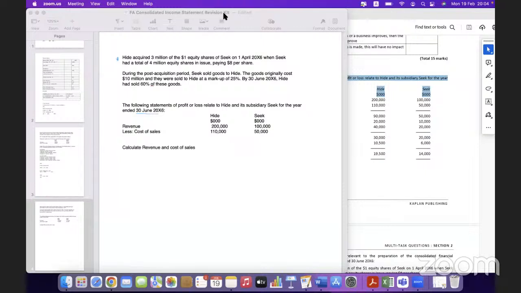Can you guys, first of all, make up the group structure? Who bought whom? What percentage? How many months? Or whatever. Can you guys quickly decide that part? First of all, guys, I'll give you 2 minutes.